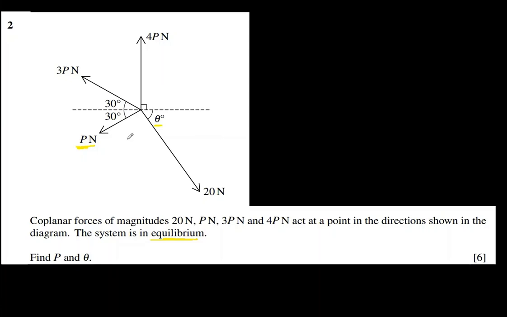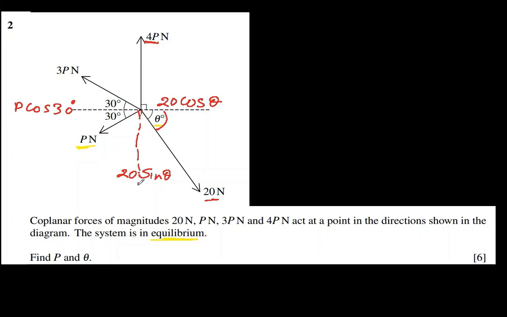Let's divide them into their components first, horizontal and vertical. Vertical is not there, so I'm drawing it. 4P newtons is vertical, so no need to change it to any component. The other three are inclined forces, so we will change them to components. Let's change 20 to 20 cos theta. Wherever we have the angle, that component is always cos. So this becomes 20 sin theta. Now P has an angle here, so this will become P cos 30.